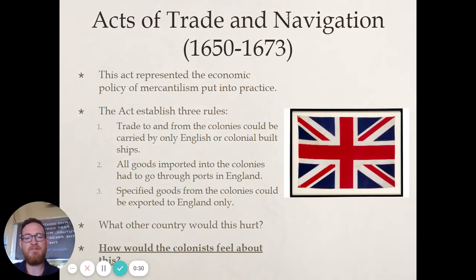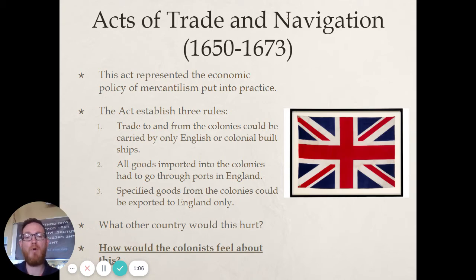So from 1650 to 1673, and even much longer than that, you would have the Acts of Trade and Navigation put in place. And this represented the policy of mercantilism actually put into practice. Remember, mercantilism is the idea that the colonies exist to benefit the mother country. So the act would establish 3 rules. Number 1, trade to and from the colonies would be carried only on English or colonial-built ships. So restricting trade, again, they can only trade on those ships.